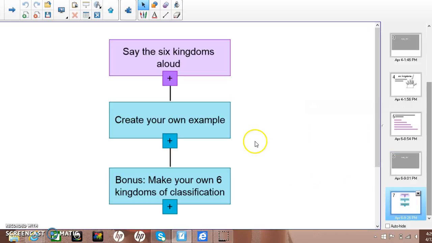Number 7 is our last slide. So if you could say the six kingdoms aloud, so that I know you remember them. Yes, ma'am. Fungi, protist, eubacteria, archaebacteria, plants, and animals.